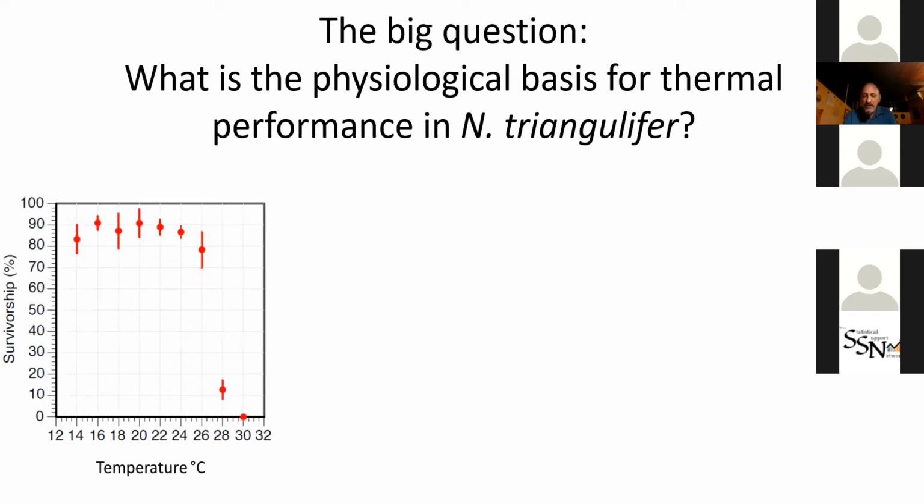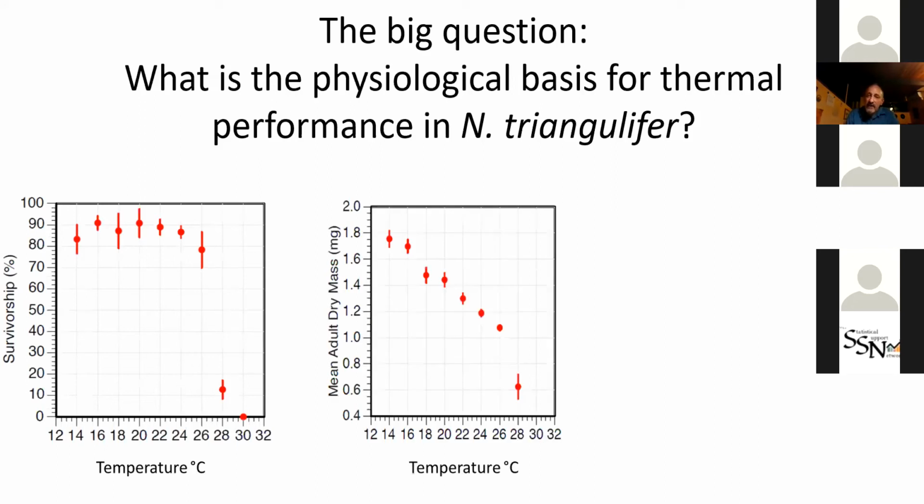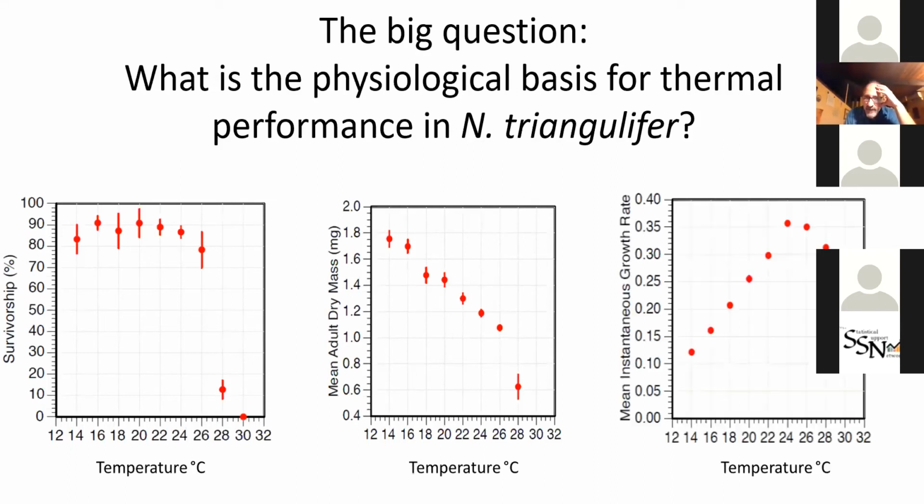This is the data I already showed you previously for survival. Here's what the adult dry mass looked like. And again, it's exactly what we saw with the other species. We maximize body size and fecundity at the cooler temperatures here. And then they are linear until they fall off a cliff. And then here's the mean instantaneous growth rates. And so you see those growth rates go up until they peter out.